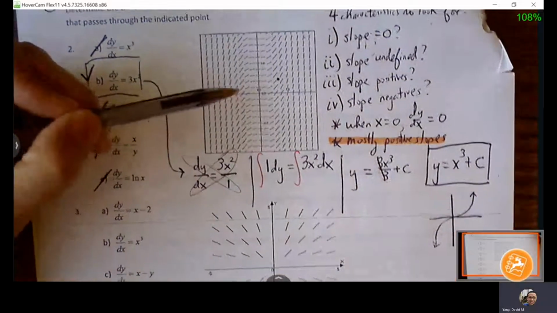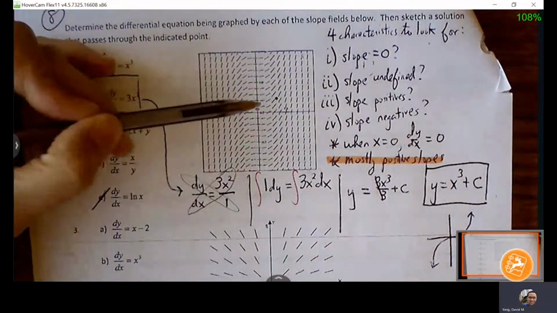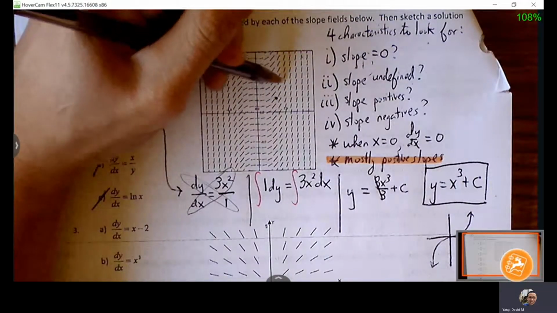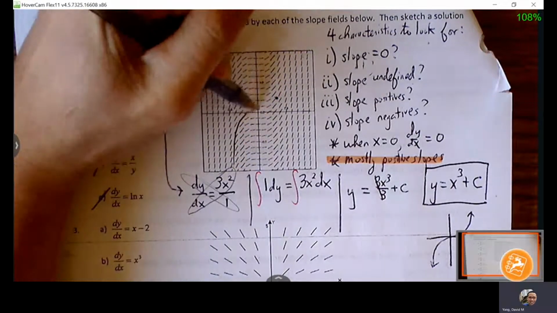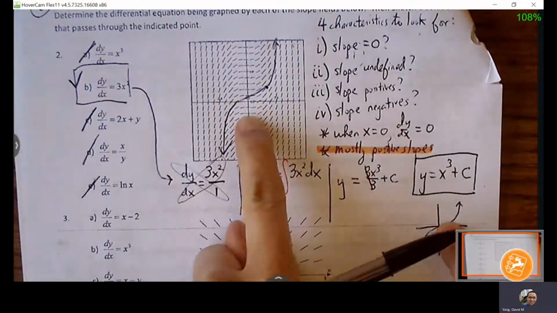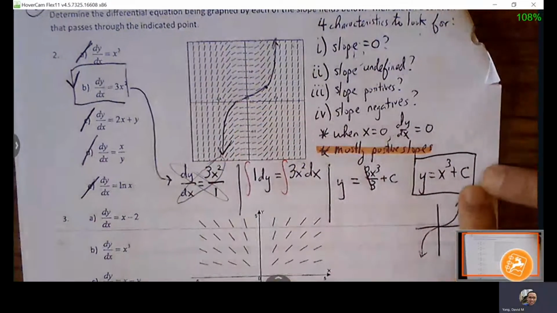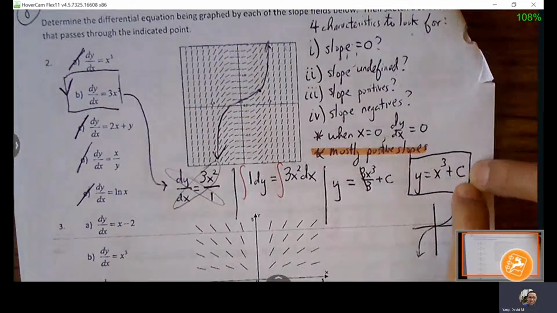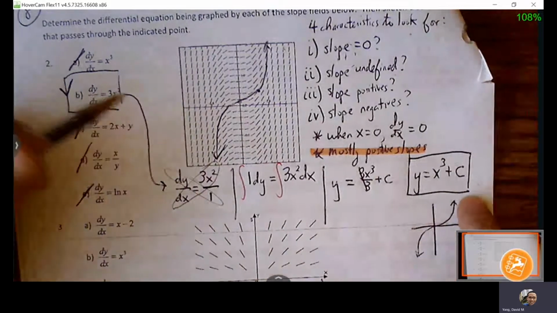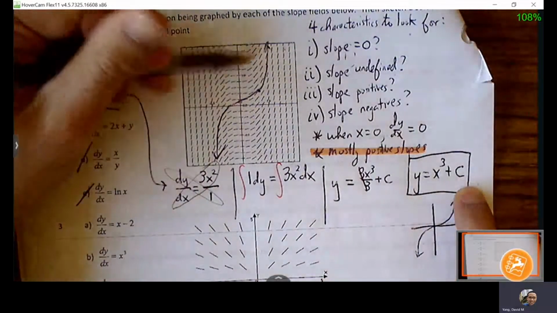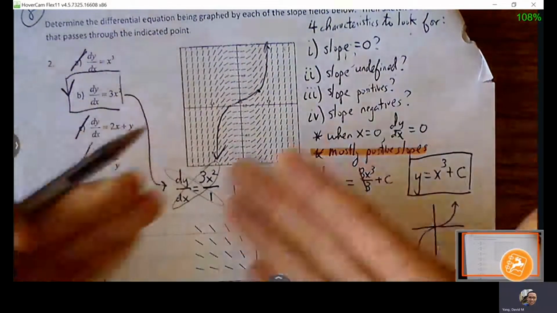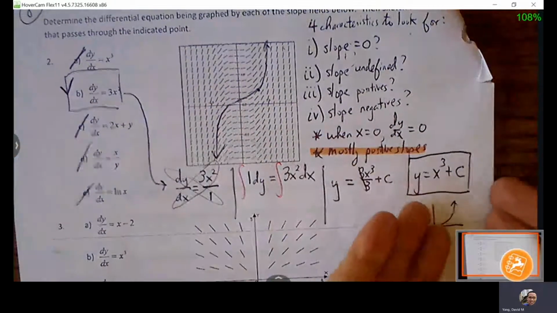Now, it says sketch the solution through the indicated point. So you're just going to follow that point and follow the path of the graph through that point. And you see a variation of x cubed show up. That plus c is also indicated with the slope field, because that plus c is just shifting the graph up and down all across the y-axis. So if it was x cubed plus 10, it'll be all the way up here. If it was x cubed minus 5, it'll be all the way down here. So the slope field gives you all the different variations that an x cubed plus c could look like.